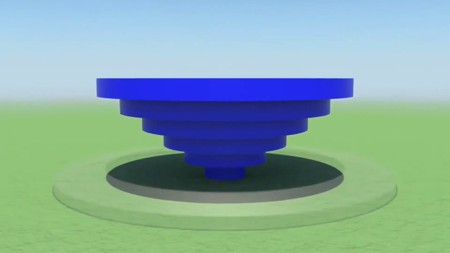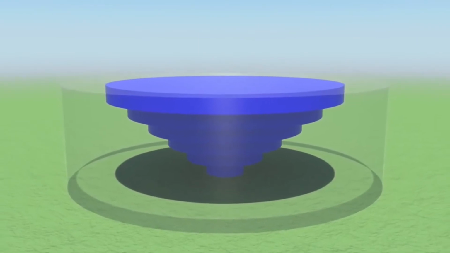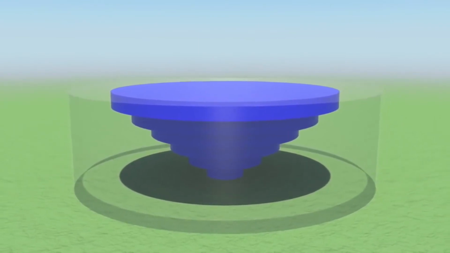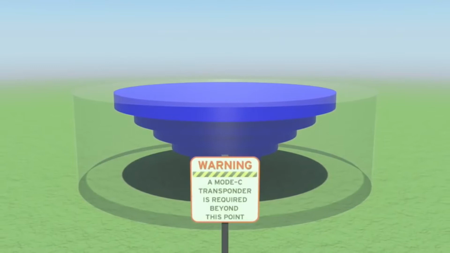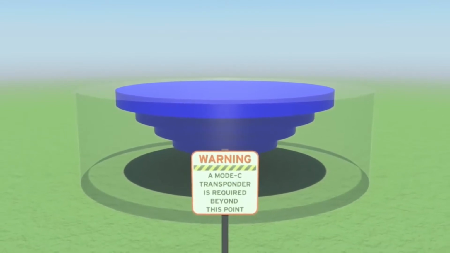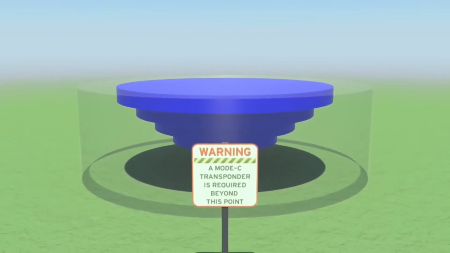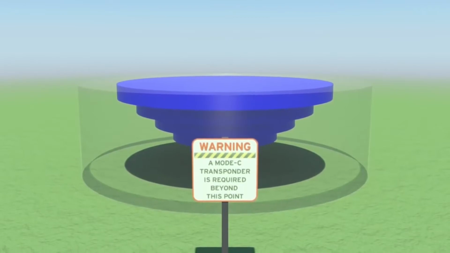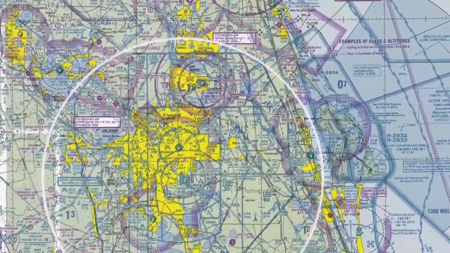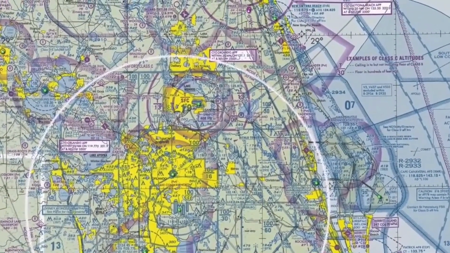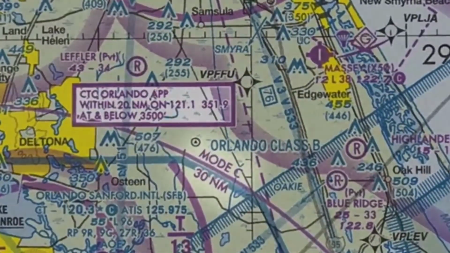A 30-mile ring, known as a Mode C veil, surrounds the primary airport of Class B airspace. An aircraft must operate with a Mode C transponder within this ring, even if they are not necessarily inside of Class B airspace. This is shown on a sectional chart with a solid magenta line and the label 30 nautical mile Mode C.